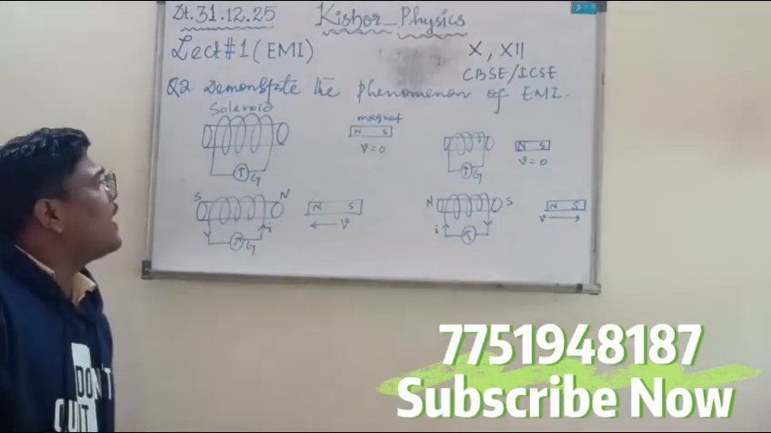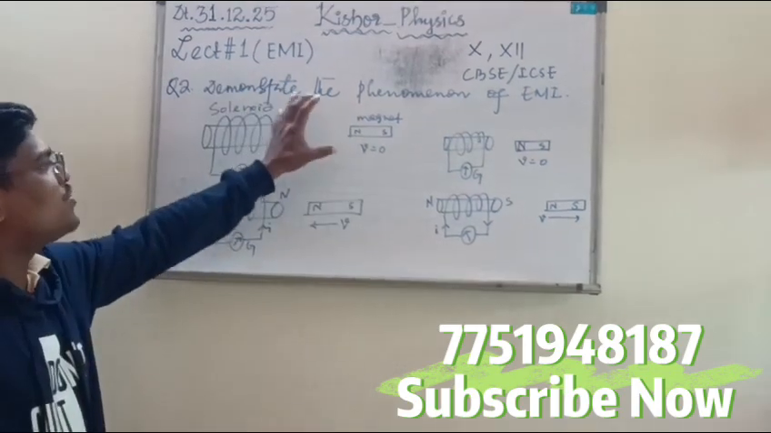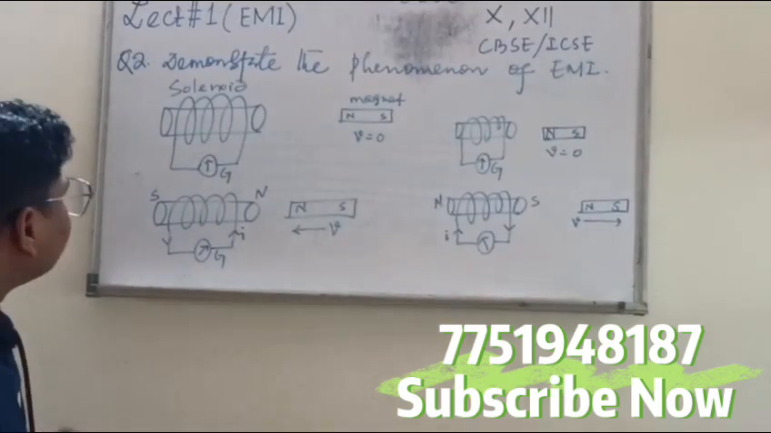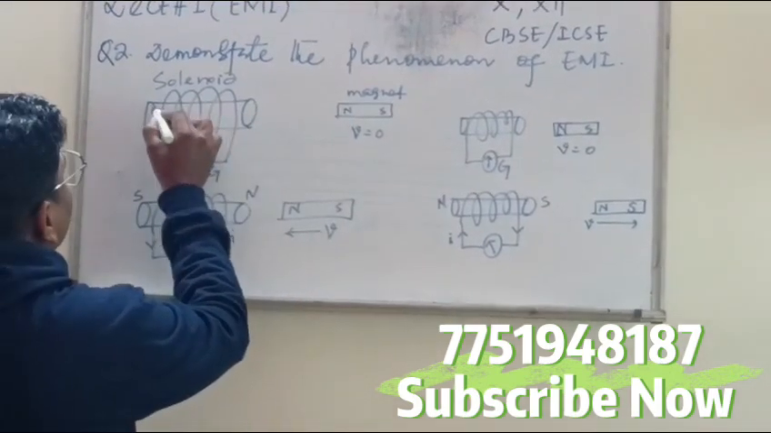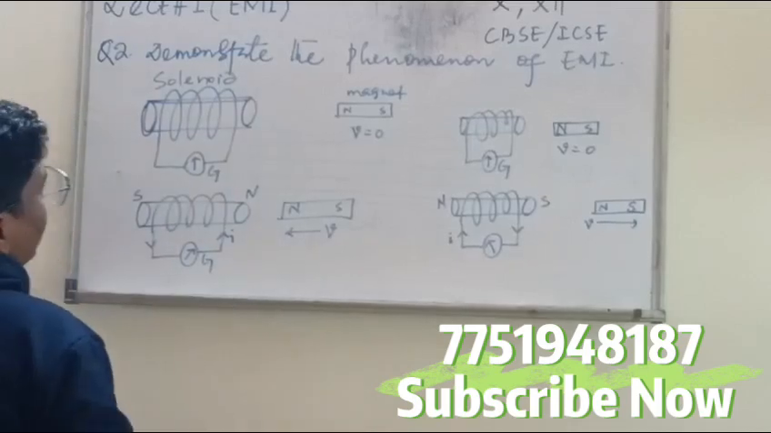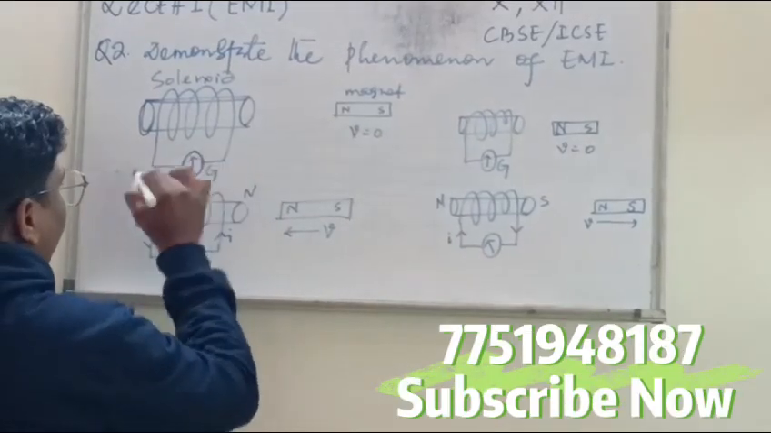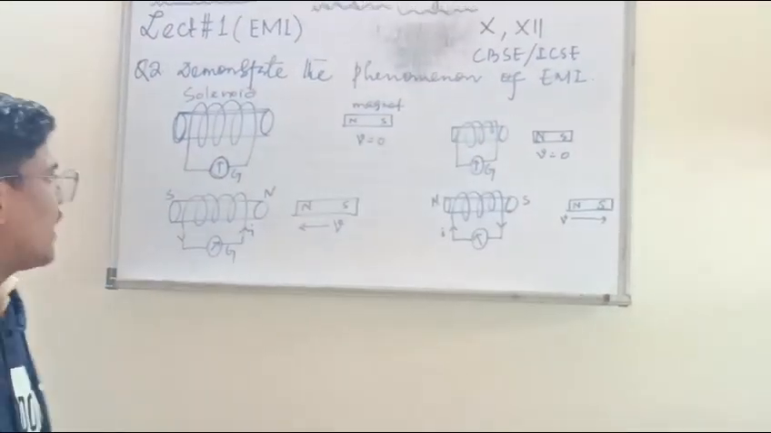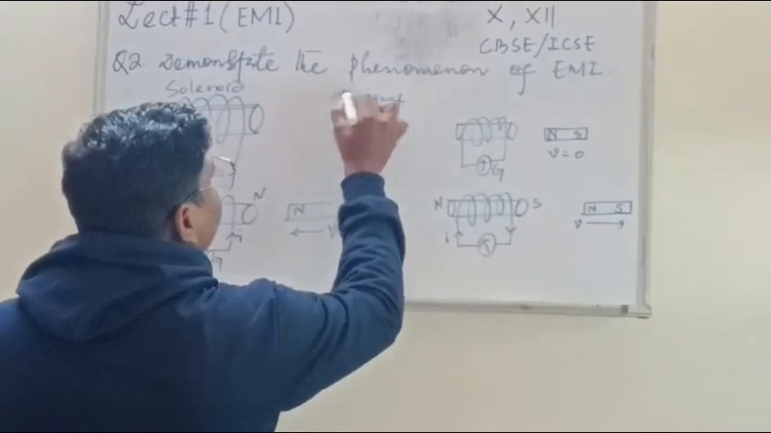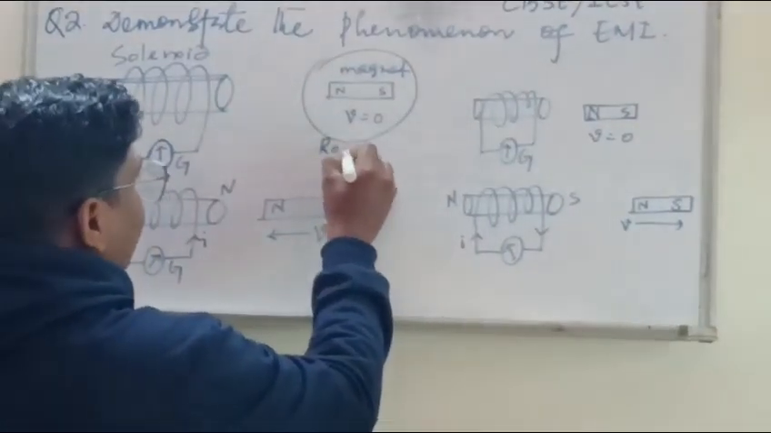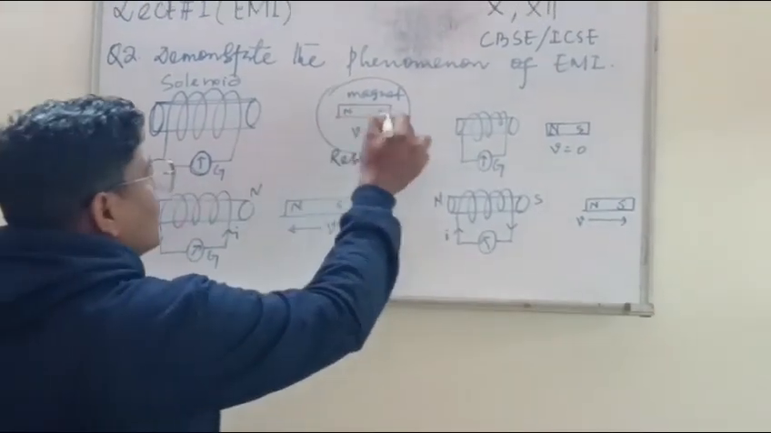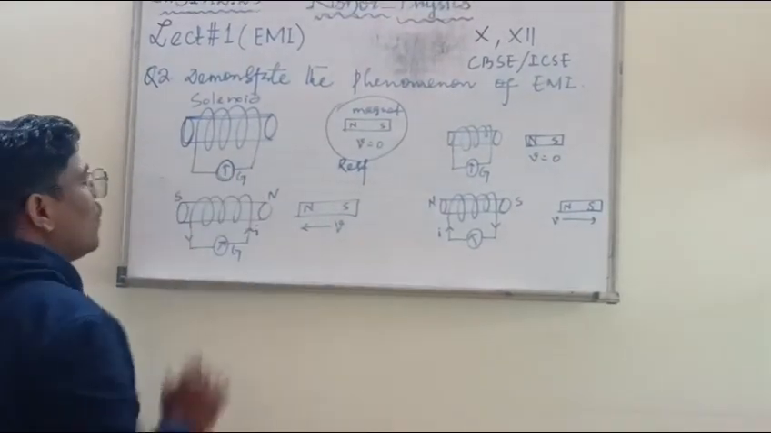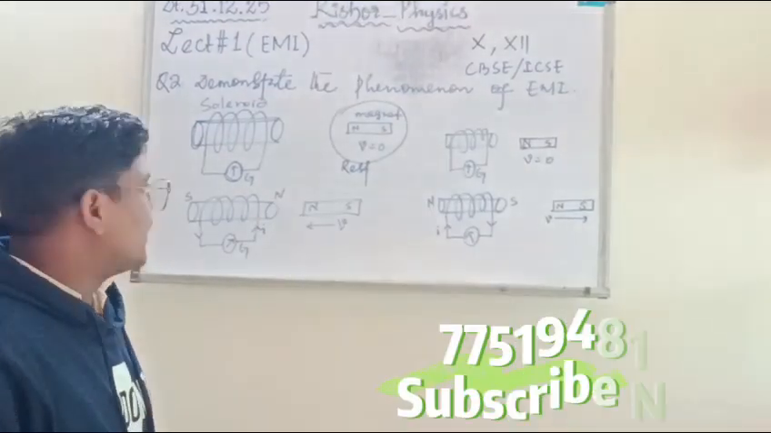Then come to the second question, that is, demonstrate the phenomena of EMI. Here I am considering one solenoid attached to a galvanometer, and it is very clear that there is no deflection in the galvanometer at the beginning, when the magnet is at rest. Here it is the north pole, south pole, but it is not in motion, it is at rest. That is why there is no deflection in the galvanometer.